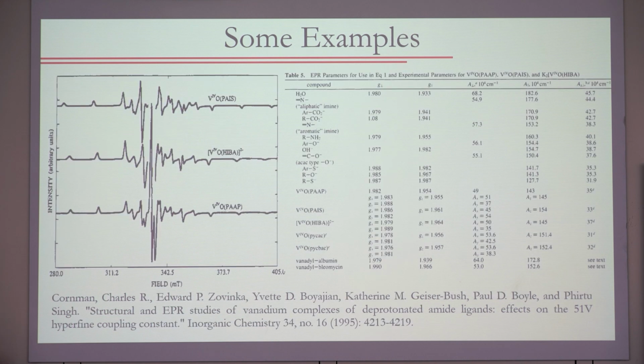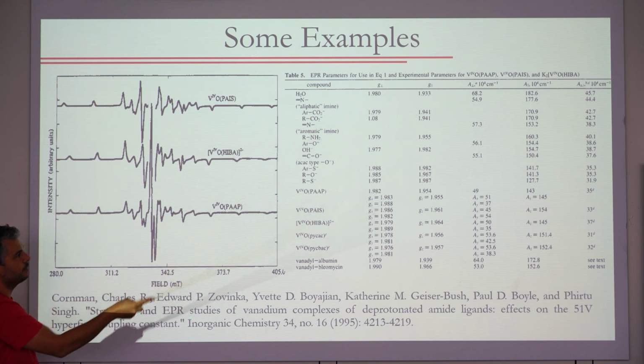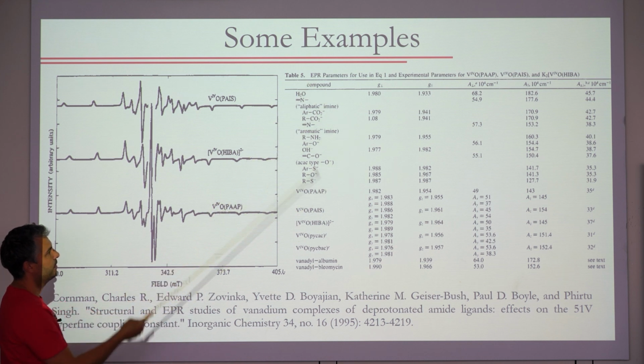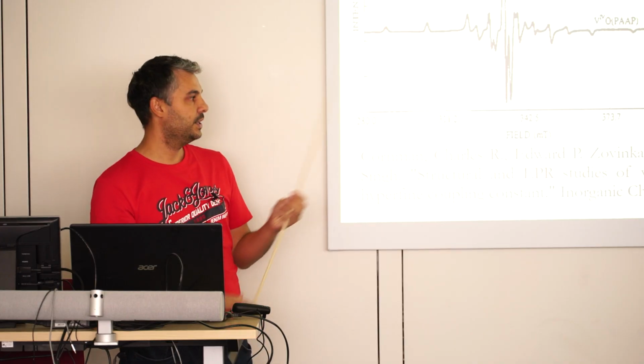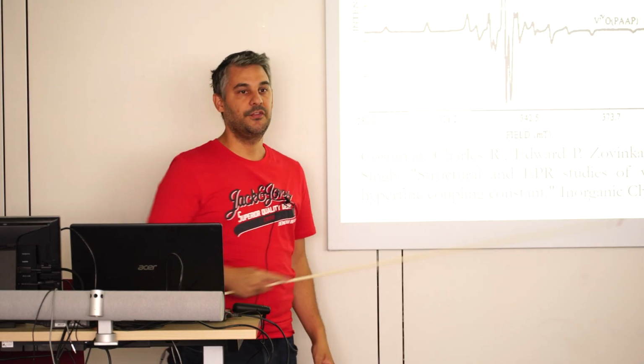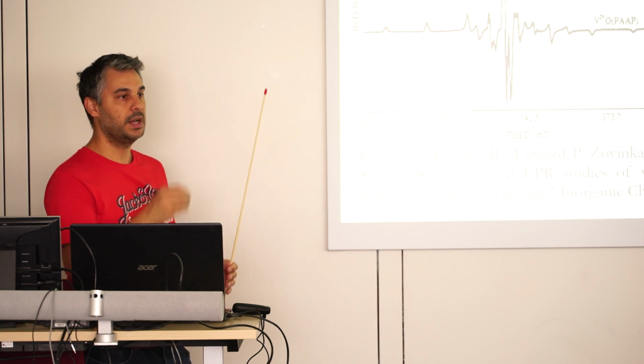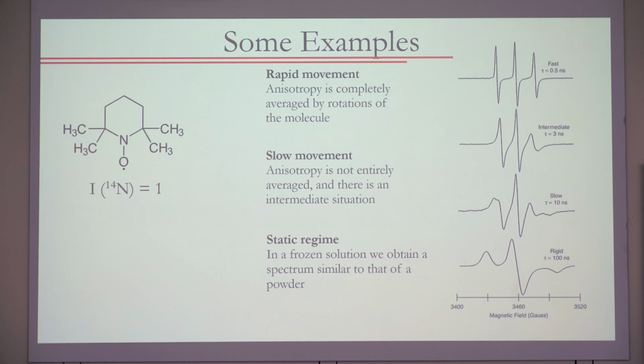But okay, these are another vanadium example. They have 8 lines, and there's a huge table. I'm not going to go into details, but if you have slightly different ligands on the vanadium, you will have different g values and A values, and you can get a lot of structural information out of those values for vanadium. For copper also, for cobalt also.